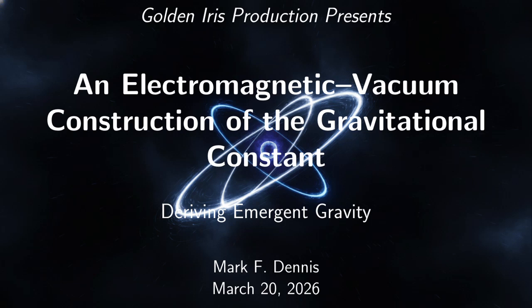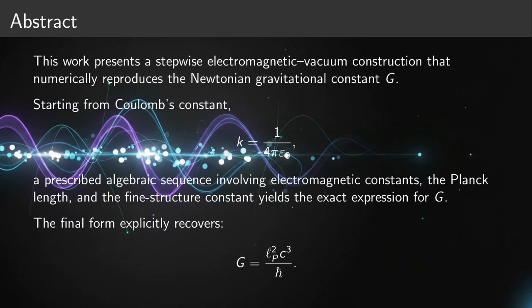Golden Iris Production presents an electromagnetic vacuum construction of the gravitational constant, Deriving Emergent Gravity, by Mark F. Dennis. Abstract. This work presents a step-by-step electromagnetic vacuum construction that numerically reproduces the Newtonian gravitational constant, G.